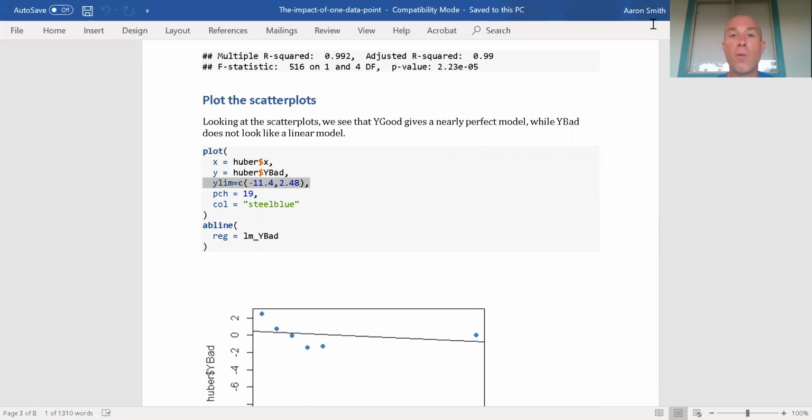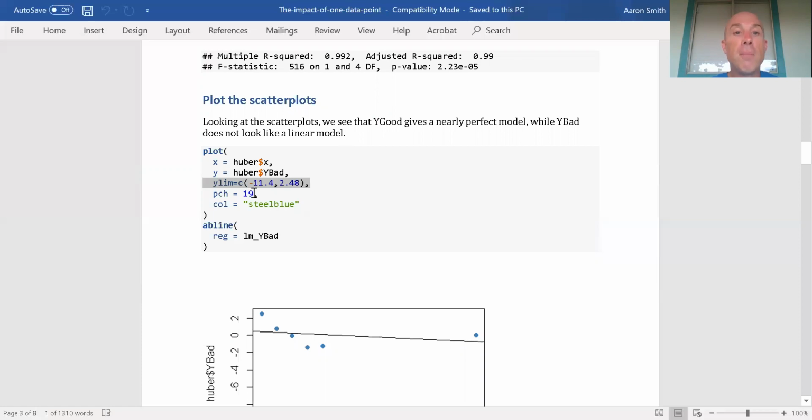So since I changed the y coordinate on one of the data sets, they're going to have different y value ranges. So I want to do an apples to apples visual comparison. So I'm saying that the scale on y has to be the same. Now on x, the x variable is the same because we're using the same predictor variables. So I don't need to worry about that.